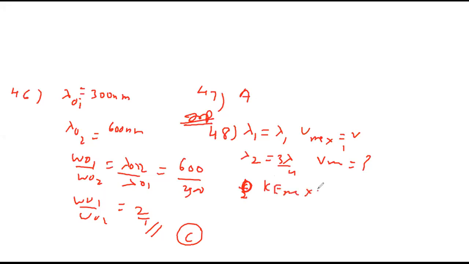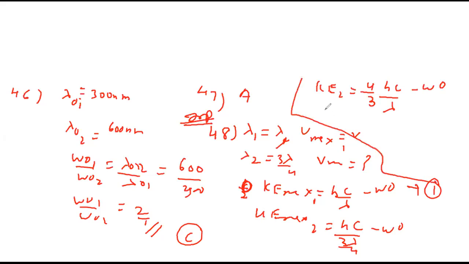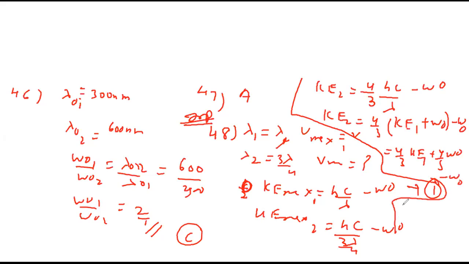KE max, we all know, is hc by lambda minus work function. So in first case it is hc by lambda minus work function. KE max in second case is hc over 3 lambda by 4 minus work function, which will be 4 by 3 hc by lambda minus work function. That is second kinetic energy. We are interested in relation between speed, so I am converting this in terms of kinetic energy of first one. hc by lambda you can say KE of first one plus work function. So this becomes 4 by 3 KE1 plus 4 by 3 work function minus work function.